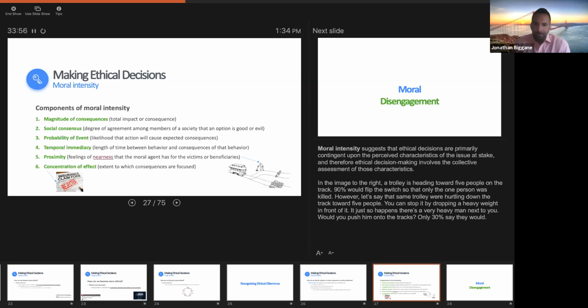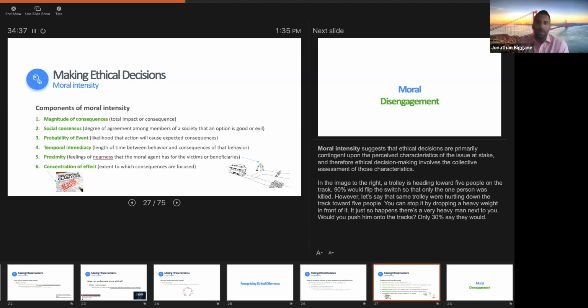And while we're on the topic, a really interesting finding from this is that 90% of people would flip the switch so that only 1 person was killed. However, let's say the same train was hurtling down the track toward 5 people. And now you're on a bridge above it, and there's a heavy person in front of you. You can push that heavy person in front of the train, and that heavy person gets killed, but they stop the train. Would you do it? Well, about 30% of people say they would.